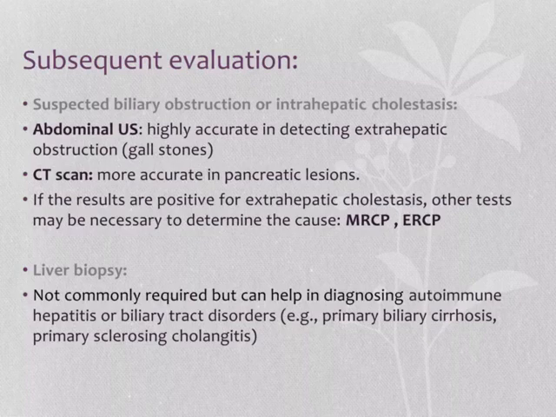Next is the CT scan. It's more accurate for pancreatic lesions. If the results are positive for extrahepatic cholestasis, further tests may be necessary to determine the cause by using MRCP and ERCP. Finally, or lastly, we may need to perform a liver biopsy. It's not commonly required, but it can help in diagnosing autoimmune hepatitis or biliary tract disorders, especially primary biliary cirrhosis and primary sclerosing cholangitis.